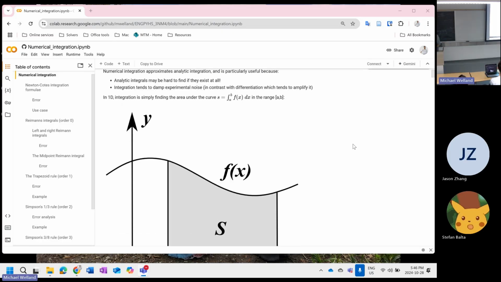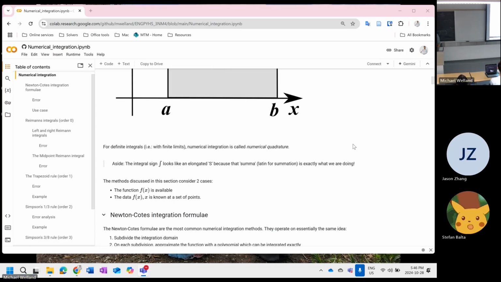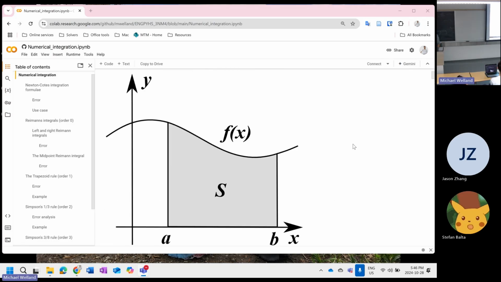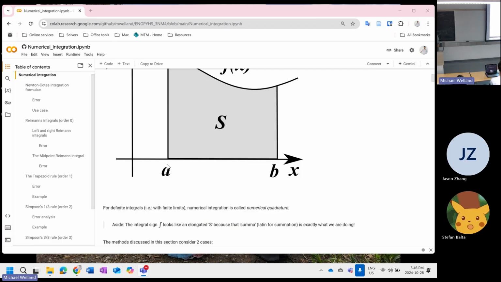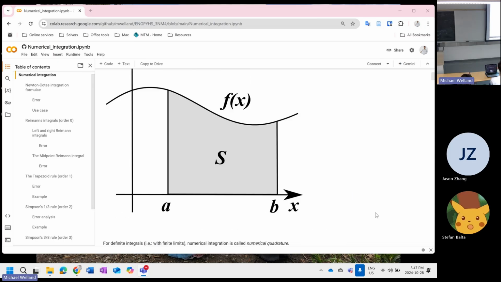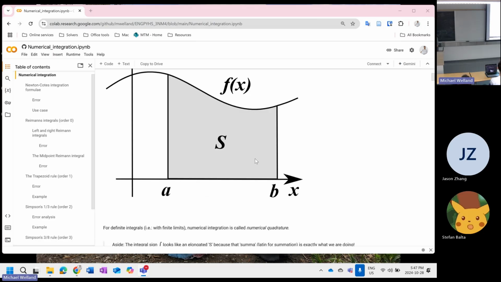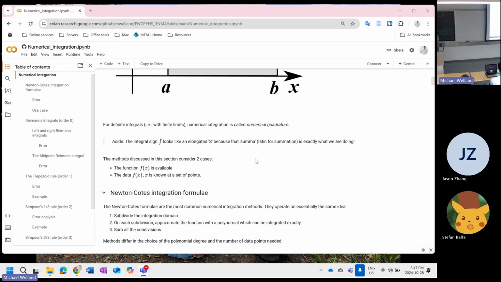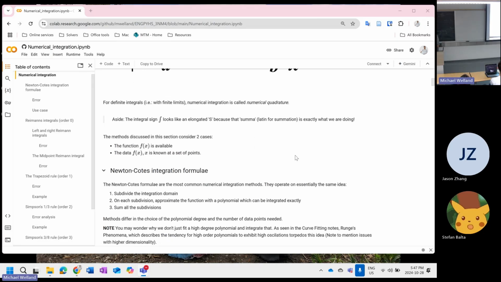Hooray. All right. We're going to talk about definite integrals today. So in this case, we have the integration limits A through to B, in which case this is called numerical quadrature. I don't know why it's quadrature. I guess a lot of the methods are kind of finding the area of a four-sided object, so maybe that's why, but I don't actually know. Exercise for the student.